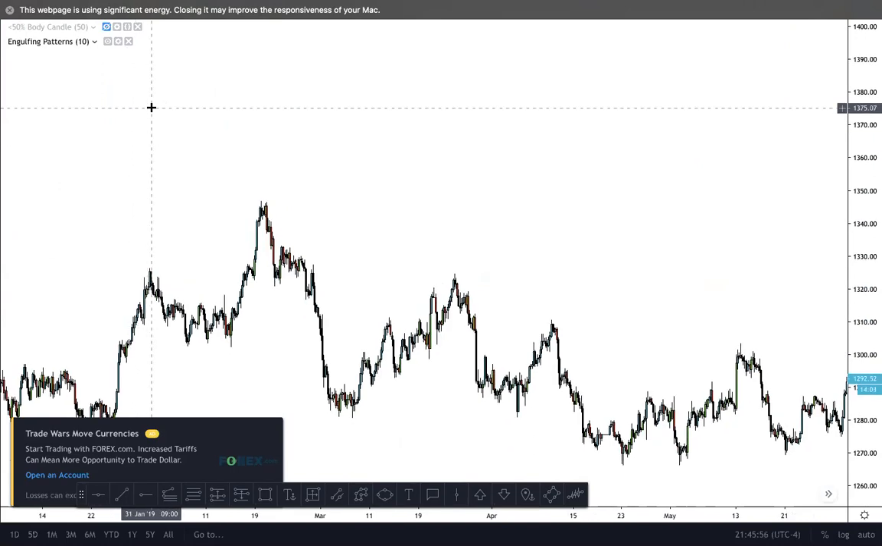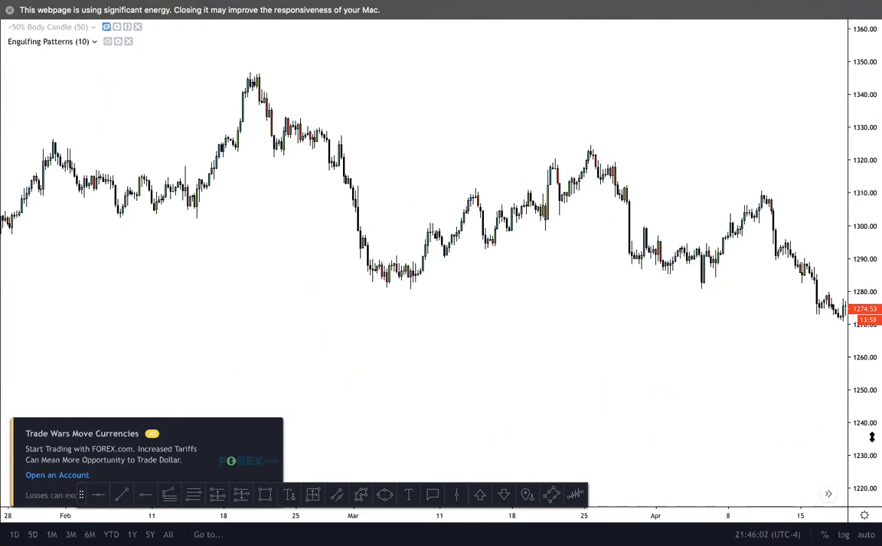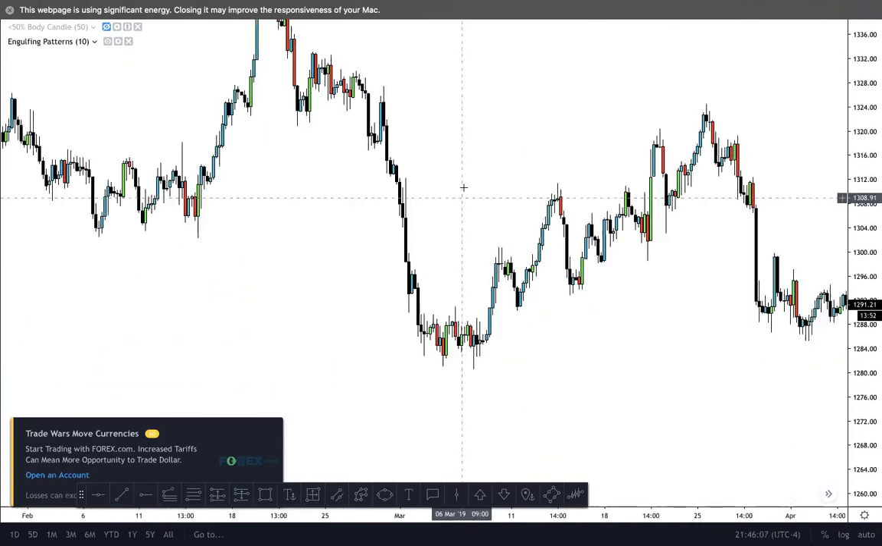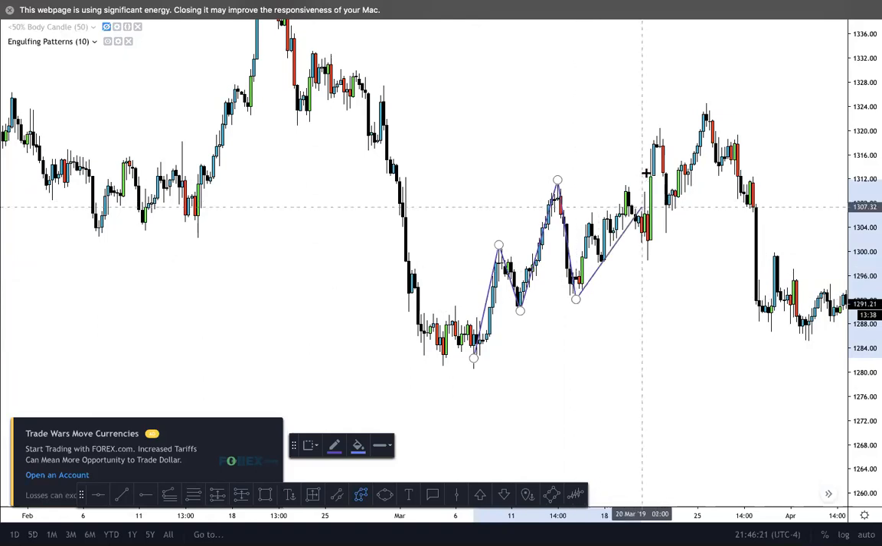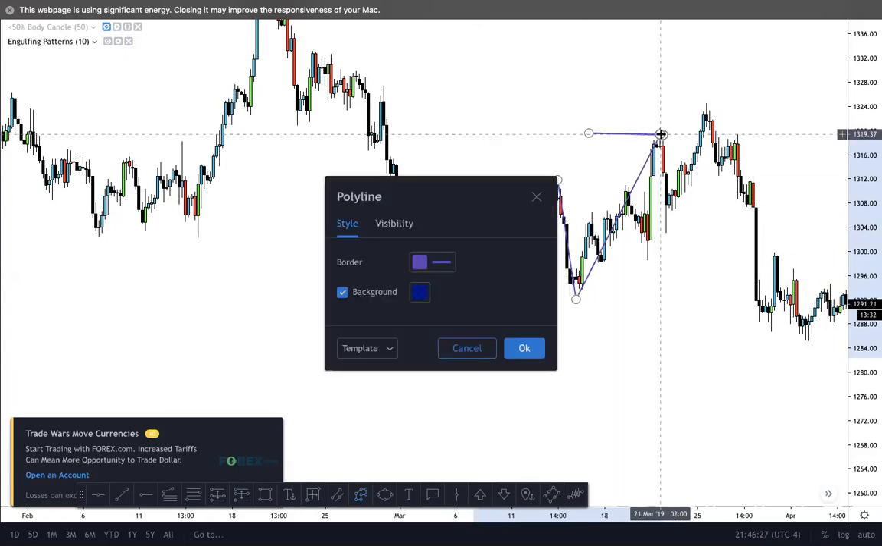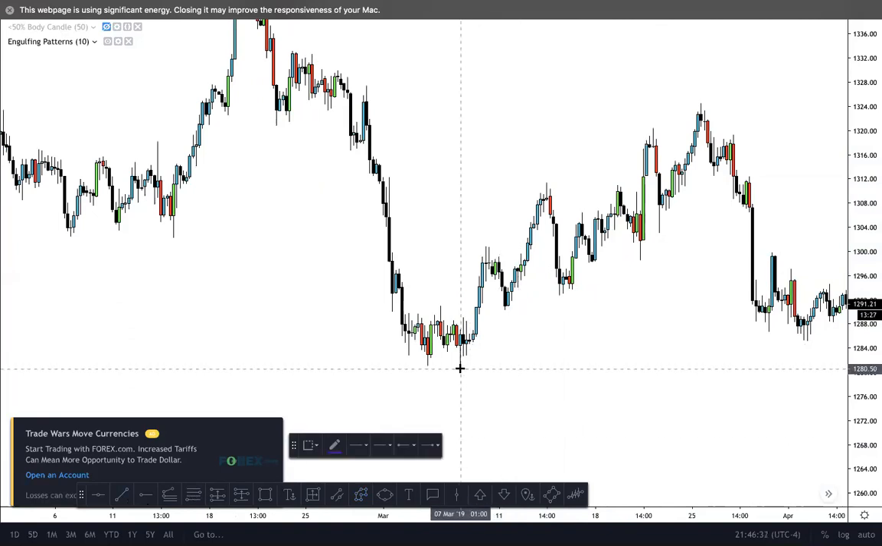What time frame do we have? 4 hours. So we're going to start right here. So we had high, low, just to figure out the correct way to draw the trend line. So if you have a trend line like this, you draw it like this.